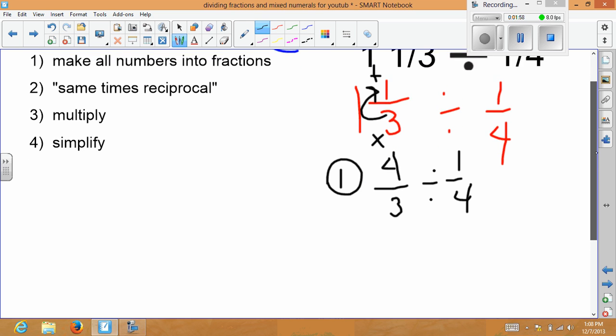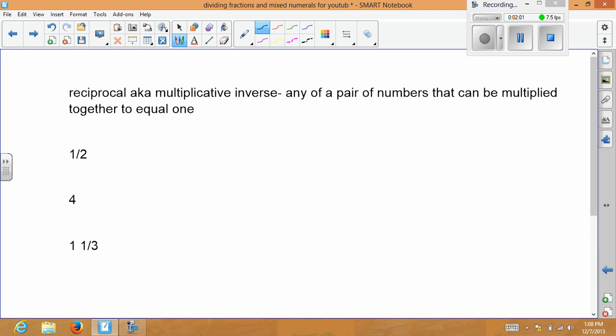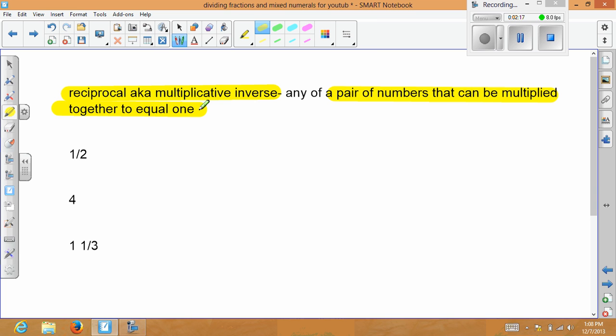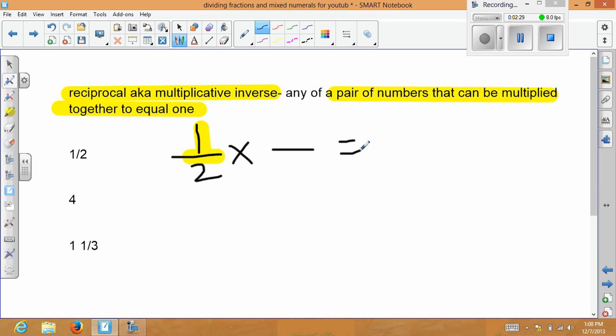Step 2 says same times reciprocal. So just as a quick review, a reciprocal is also known as a multiplicative inverse. So a reciprocal is a multiplicative inverse. And a multiplicative inverse is a pair of numbers that you can multiply together to equal 1. So if I think about the number 1/2, and I think about what I could multiply that by to equal 1. I know that 1 is equal to the same number over itself, so 2/2. So what would I have to multiply 1/2 by to make it equal 1? Well, I'd multiply it by 2/1.